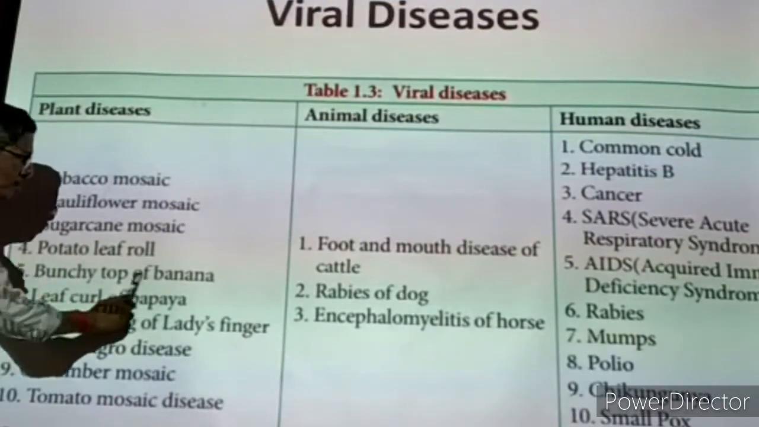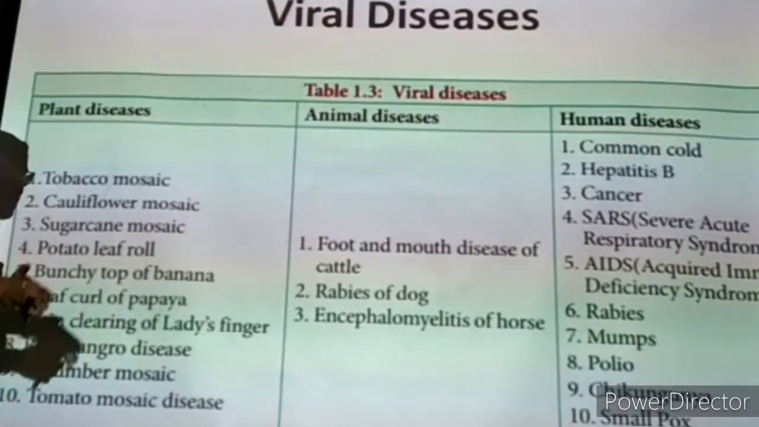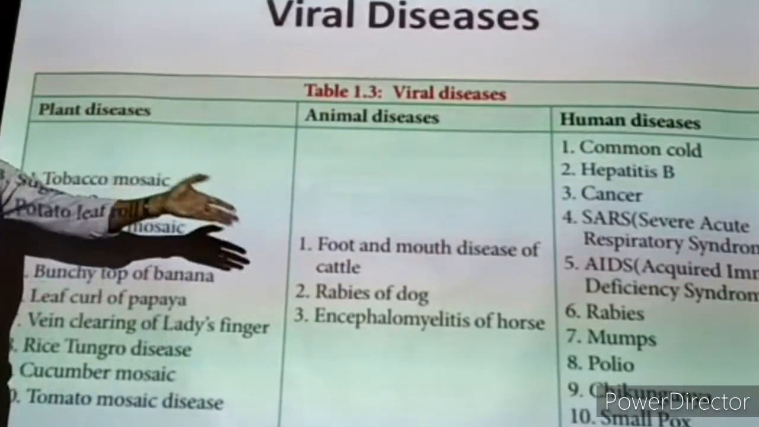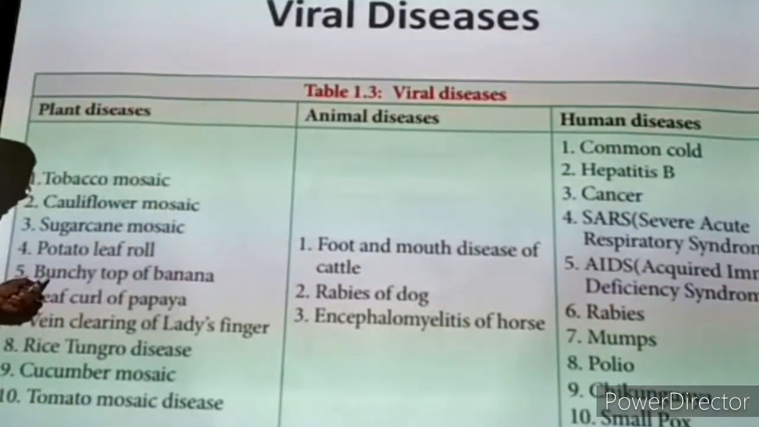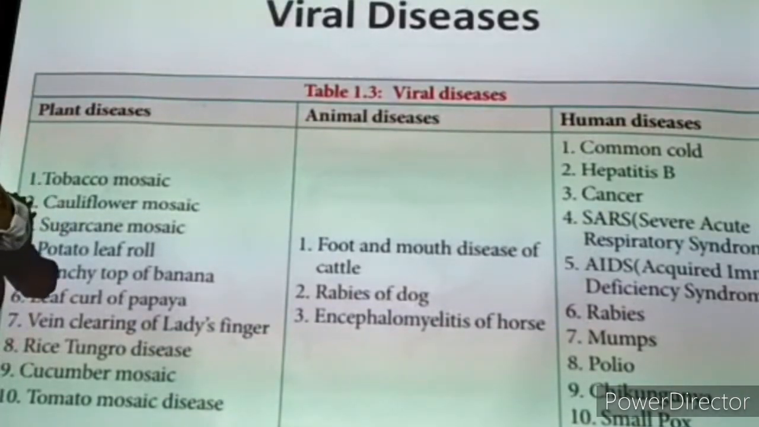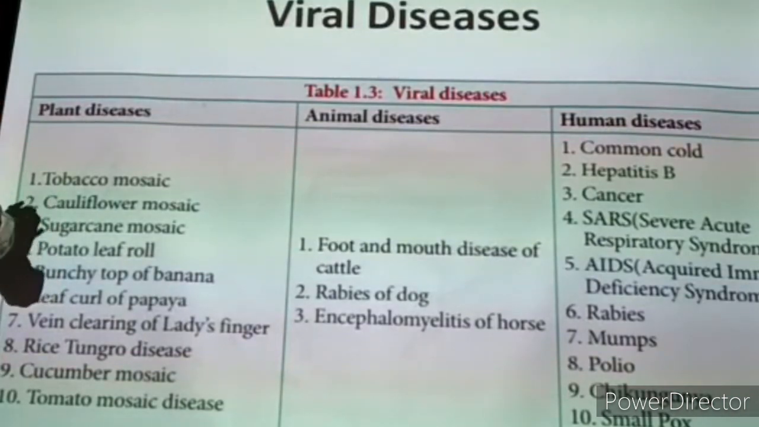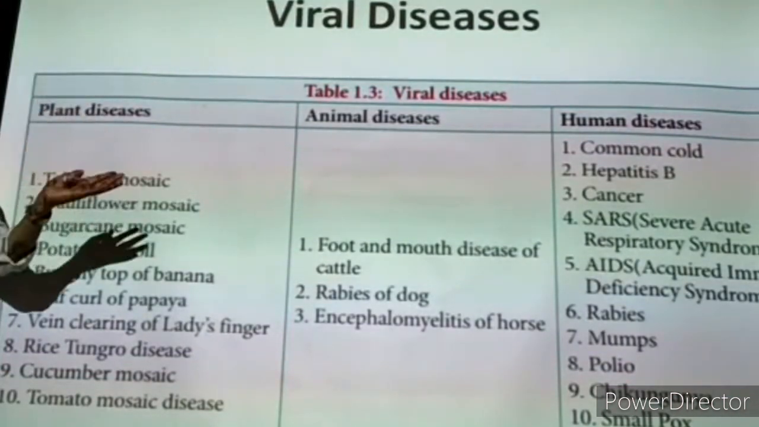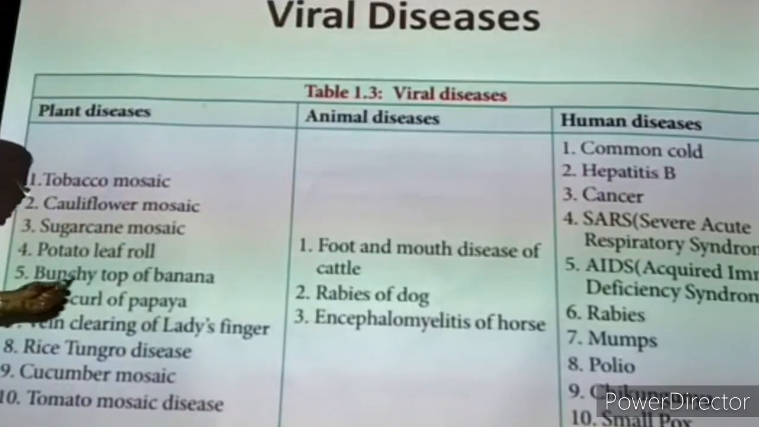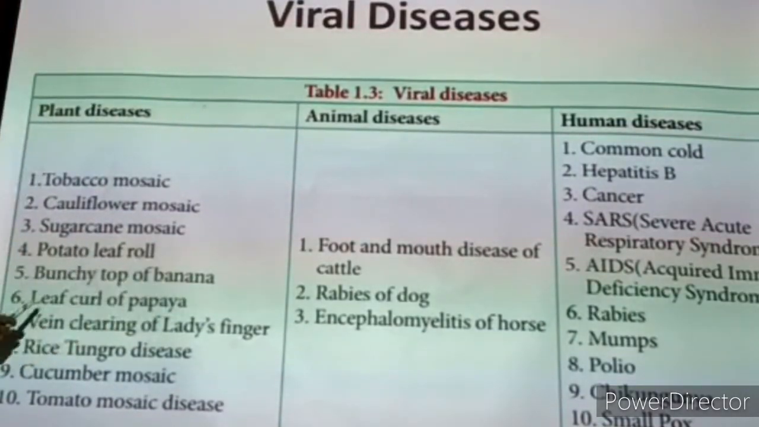Then bunchy top of banana. We know the banana plant very well. The leaves will be very long, more than 1 meter, long and folding down. But once the virus attacks, all the leaves will be clumped with each other, joining together at the top. They become bushy-like. So the leaves cannot stretch completely, cannot get sufficient sunlight, so the plant cannot prepare sufficient food, and the plant will die. That is called the bunchy top disease of banana.